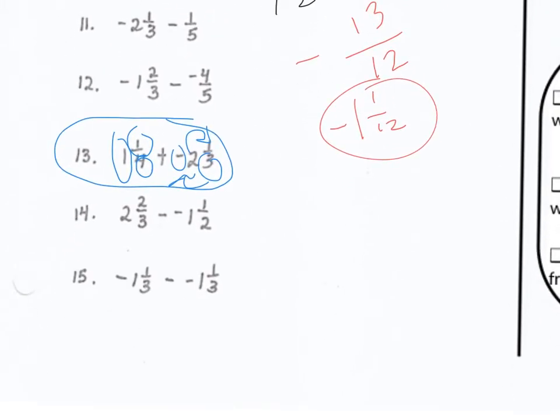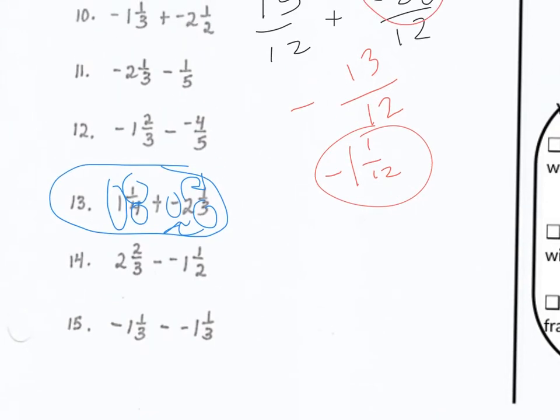Always convert mixed numbers to improper fractions. And then when you get your finalized answer, if you have an improper fraction, you must convert it back to a mixed number.